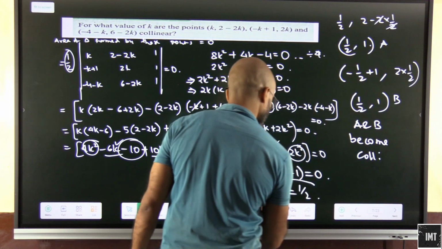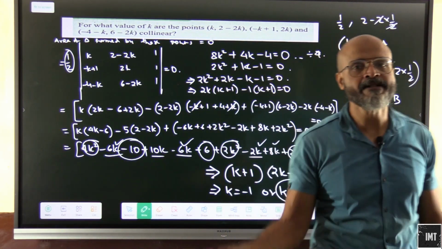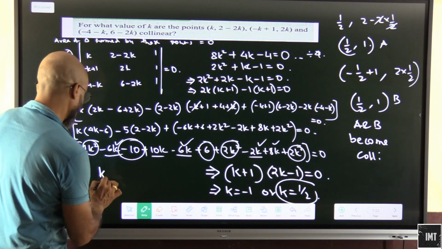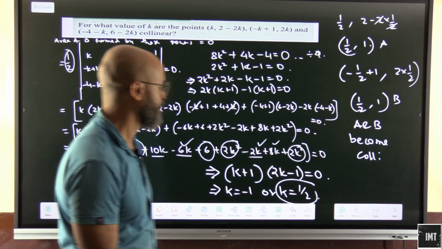So we cannot accept this value of k = 1/2, because in this case points A and B are becoming collinear. So the only acceptable value for k is k = -1. This is the only acceptable value of k.